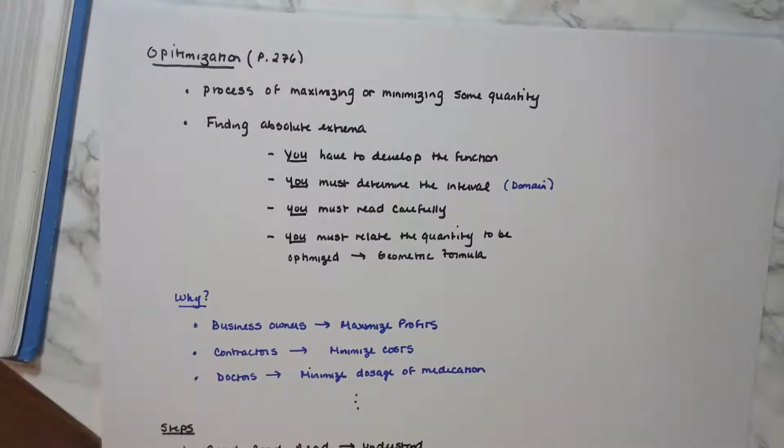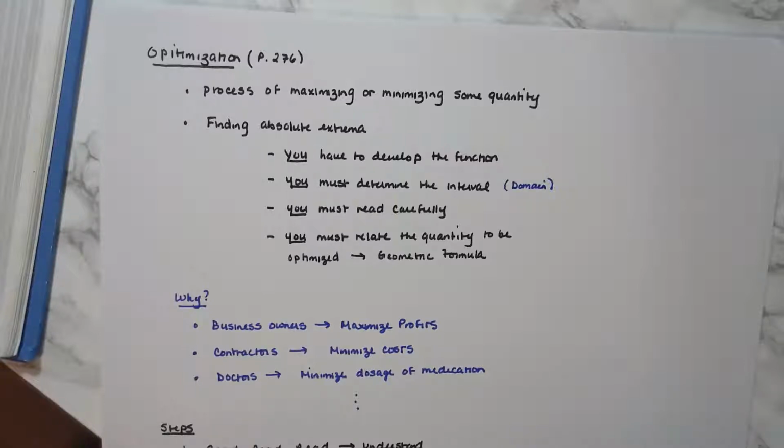All right, so what is optimization? It's the process of maximizing or minimizing some quantity. And we use this all the time, every day in our daily lives, even if we don't realize it. So it's a super important topic. And essentially, what you're doing is you're just finding absolute or global extrema.